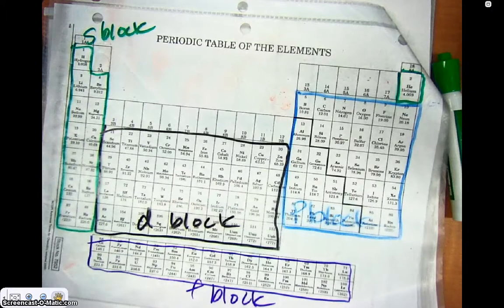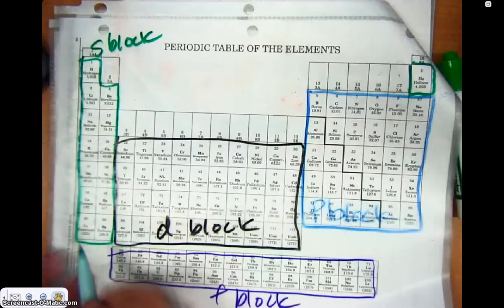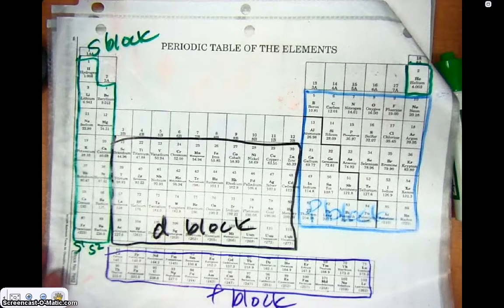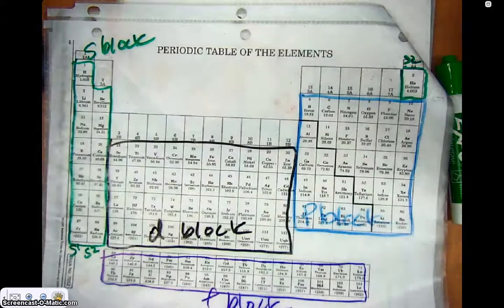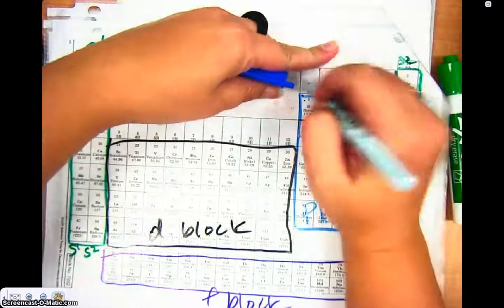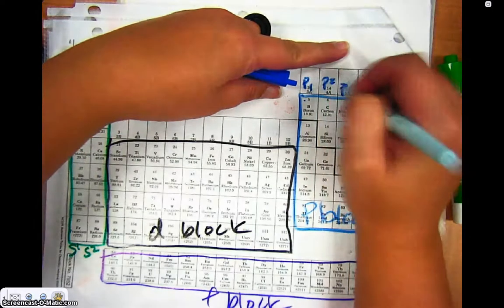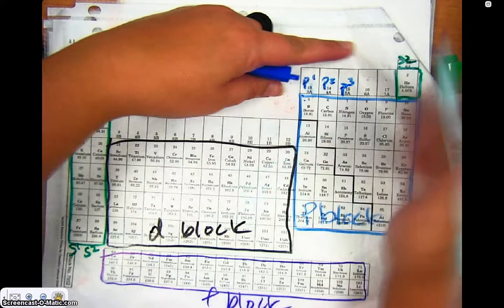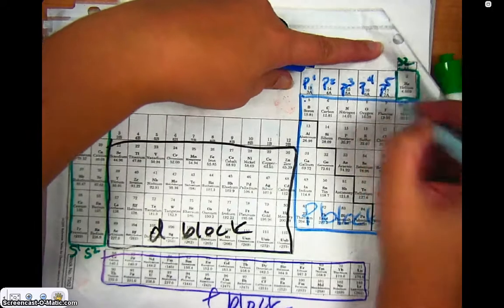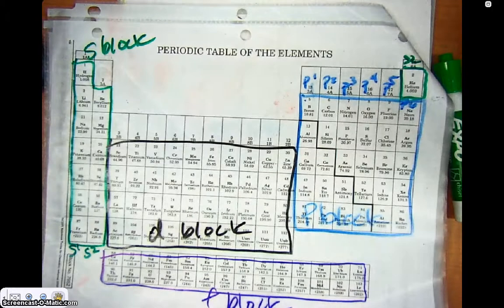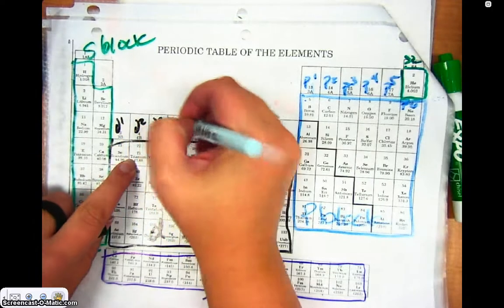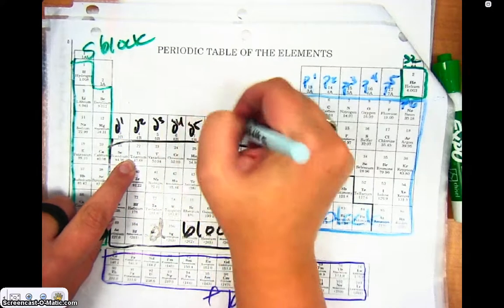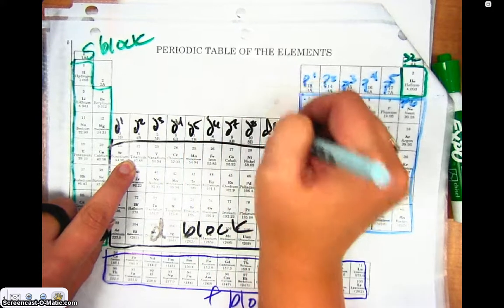Now, we're going to number each column. So this column right here is going to be S1, and this is going to be S2. And remember, this is S2 over here because helium kind of follows that. And then we got our P's, and we're going to have P1, P2, P3. Sorry, this should be like a superscript. And then P4 and P5 and P6. And then we're going to have our D1, D2, D3, D4, D5, D6, D7, D8, D9, and D10.